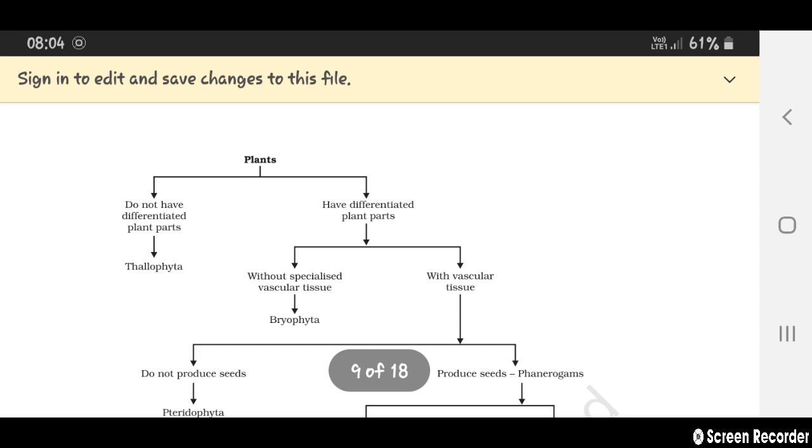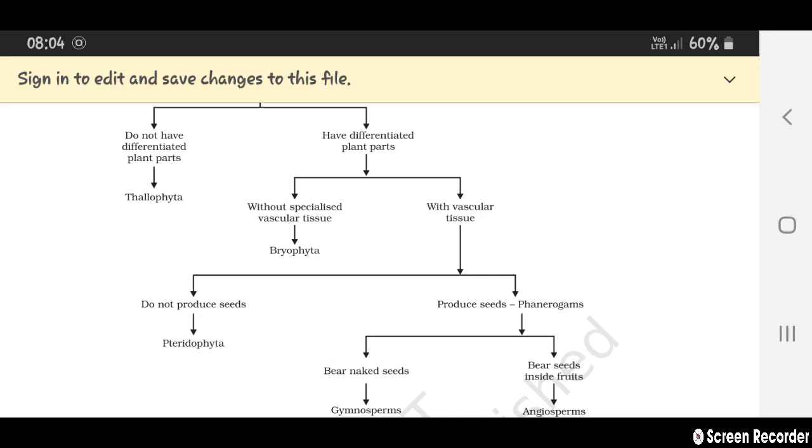Plants that do not have different plant parts are called thallophyta. Those that have different plant parts are of two types: without specialized vascular tissue, that is bryophyta, and with specialized vascular tissue, which also has two types. Those that do not produce seeds are pteridophyta, and those that produce seeds are phanerogamous.